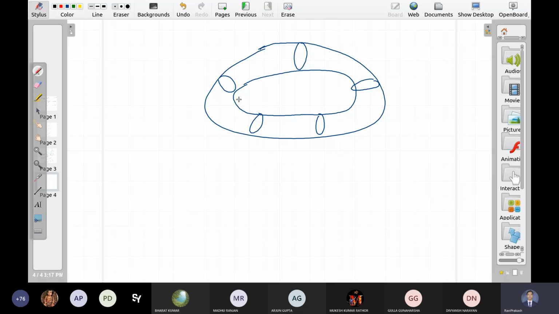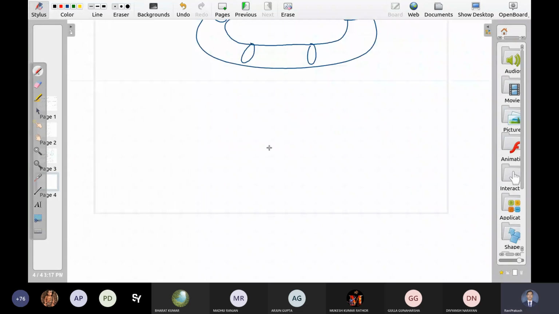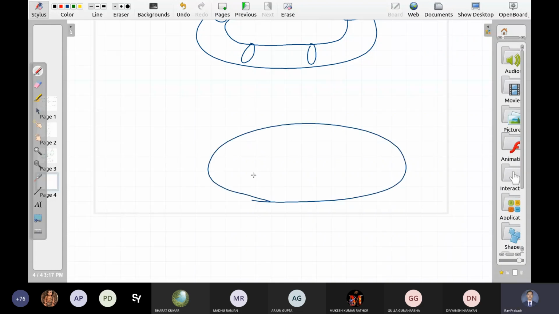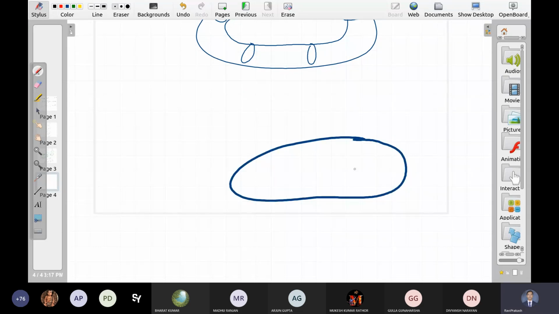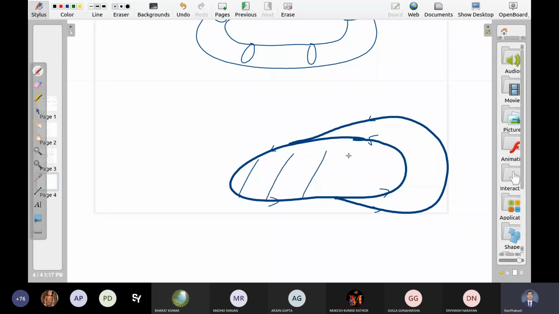In fact, we can have a loop like this also. Something like, let me use a thicker pen. We can have a loop like this. So current is flowing like this, then it divides into two parts, and then again comes back. Now what is the area? This, or the total, this much, right?